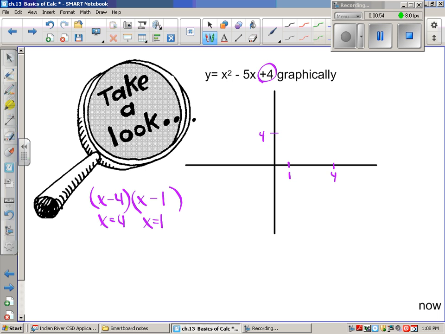And so there it is. So there's my graph. I don't even need to worry so much about the turning point right now. I just wanted you to see that graph. We got a quick little sketch.